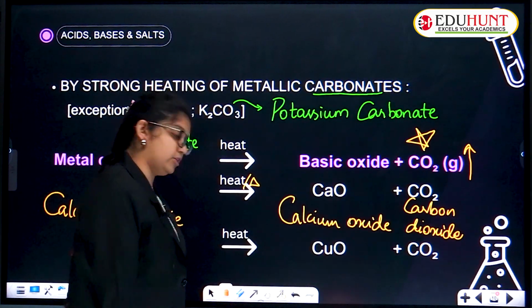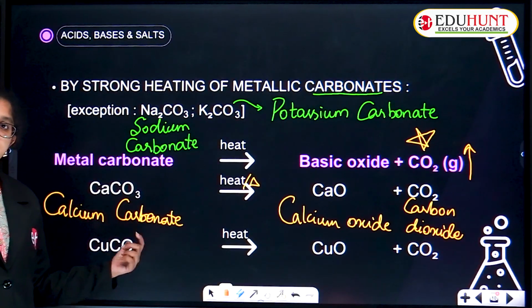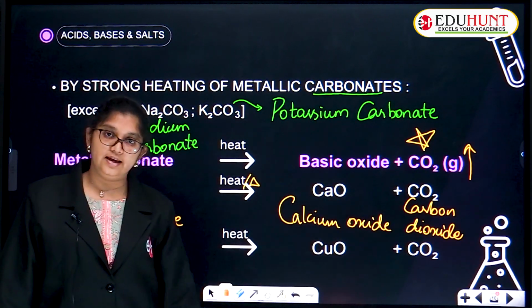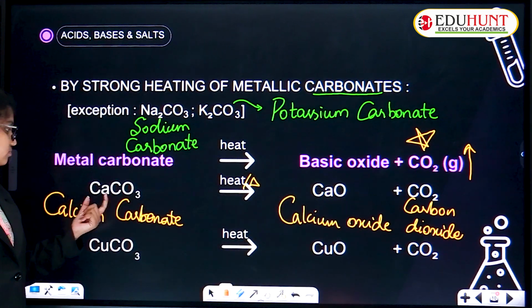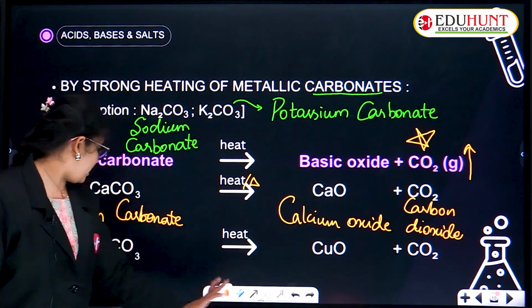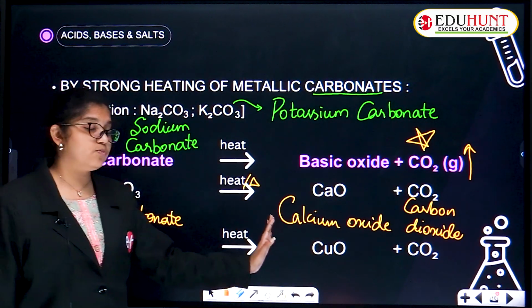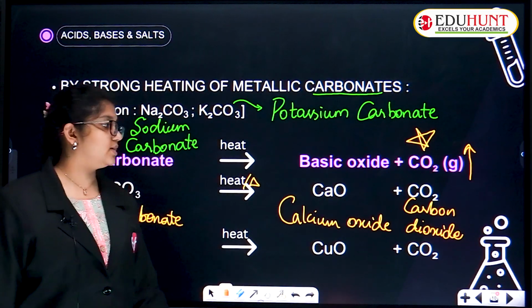Okay, this is the first example, children. If you are taking calcium carbonate directly by strong heating, we get calcium oxide and also carbon dioxide. Where do we get carbon dioxide? From this carbonate. We have carbonate here, from that we are getting carbon dioxide. So the calcium oxide separates and carbon dioxide liberates in the atmosphere in gaseous form, G.